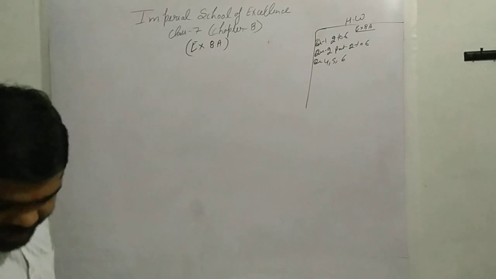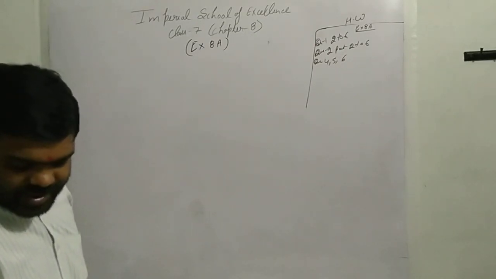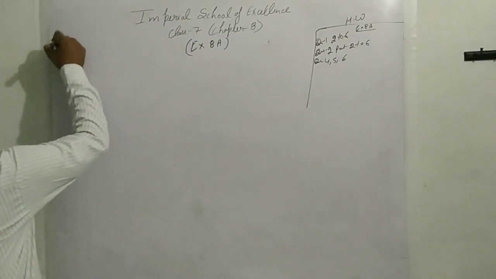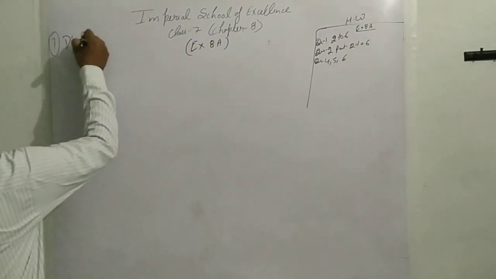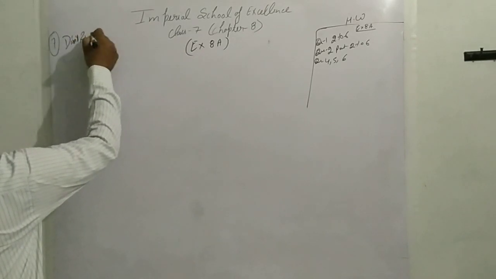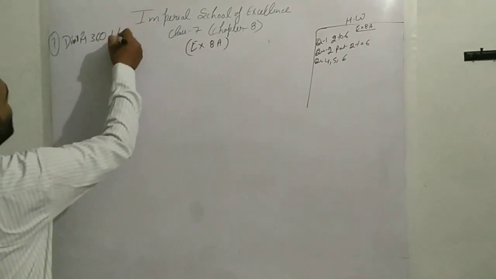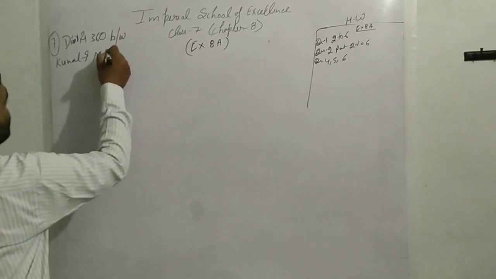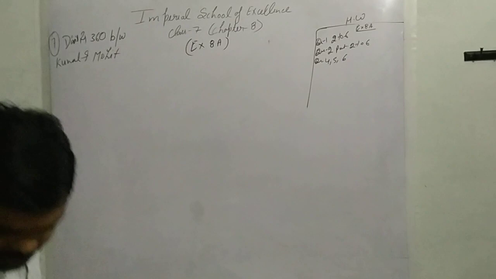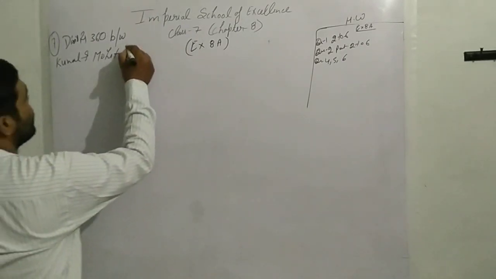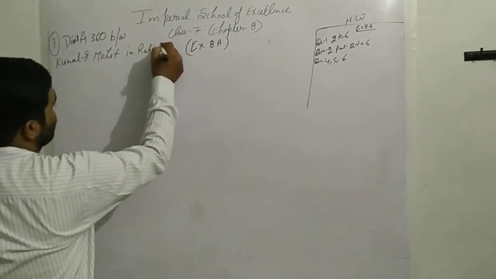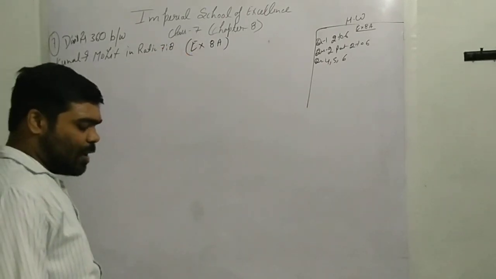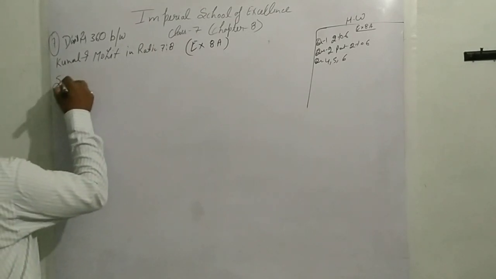Question number 7 is given: divide rupees 360 between Kunal and Mohit in ratio 7 ratio 8. Okay, this is the question given to you. Now first of all, solution.